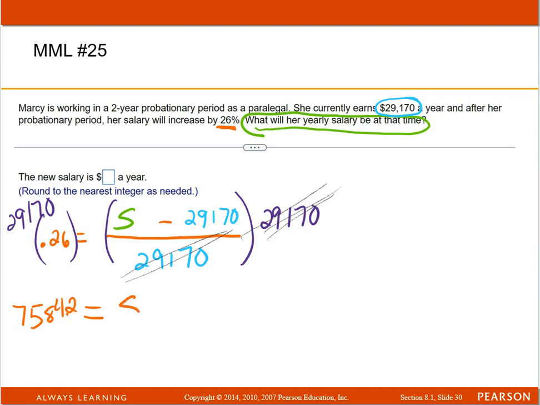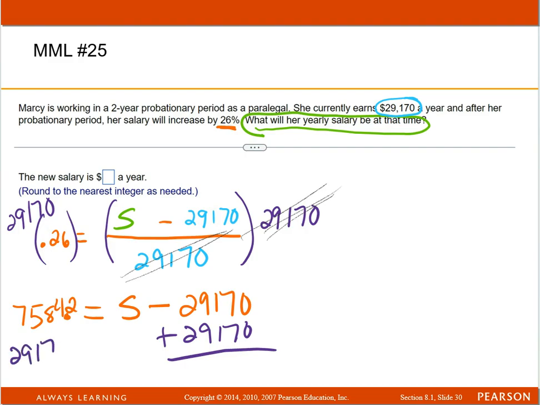and that makes the left side of the equation 7,584.2, and that's going to equal S minus 29,170. That's a 0.2. So all I have to do now is add the 29,170 to both sides. And once again, a negative and a positive, that's just 0, right? So you're just left with S over here. And then when I add those two numbers together, I will have what her new salary will be after the probationary period.